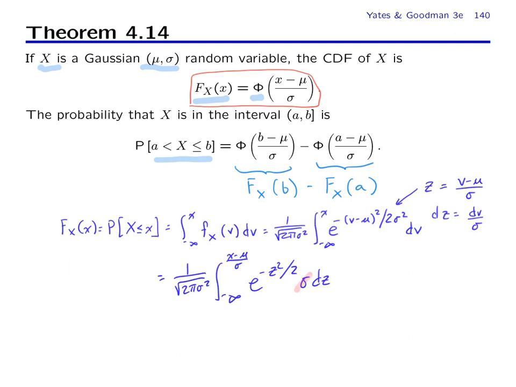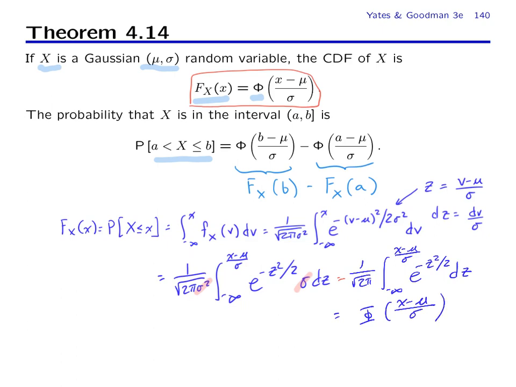So sigma and sigma squared square root in the denominator cancel out, and we obtain 1 over square root 2 pi, integral from minus infinity to x minus mu over sigma of e to the minus z squared over 2 dz, and this is exactly phi of x minus mu over sigma.